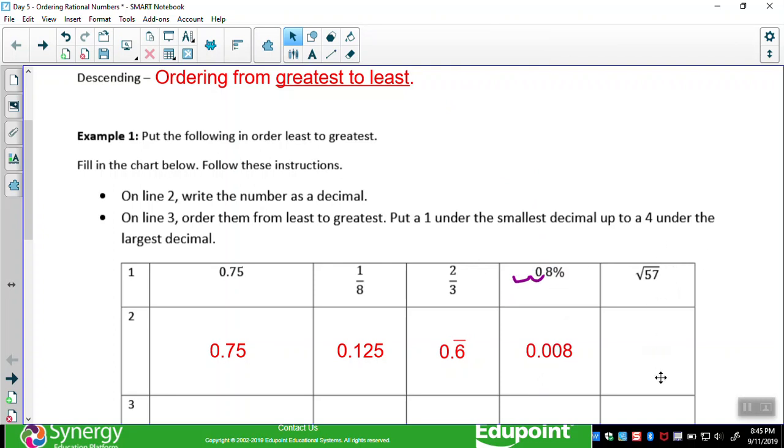All right, and then next we have the square root of 57. So we put square root of 57 into our calculator, and we get 7.5498.